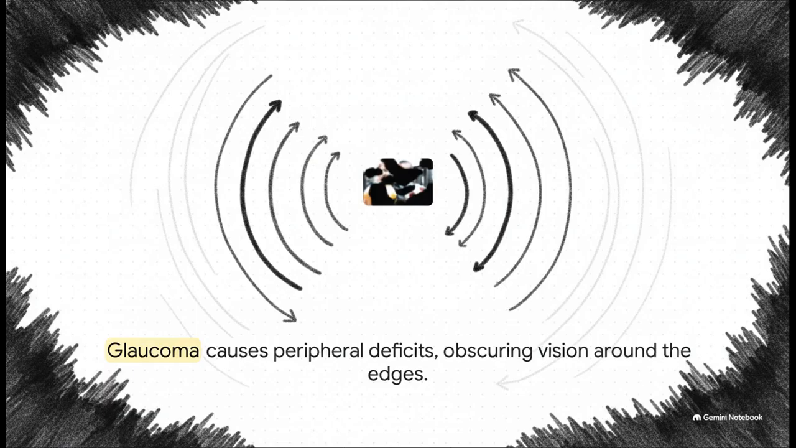Now contrast that with glaucoma, which behaves very differently. It's caused by increased intraocular pressure in the eye. That pressure pushes outward, and it causes damage to the outermost optic nerve fibers first. Because those outermost fibers are the ones carrying data from the peripheral edges of the retina, a patient with glaucoma loses their peripheral vision, which results in these severe obstructing black patches around the outer edges of their sight.